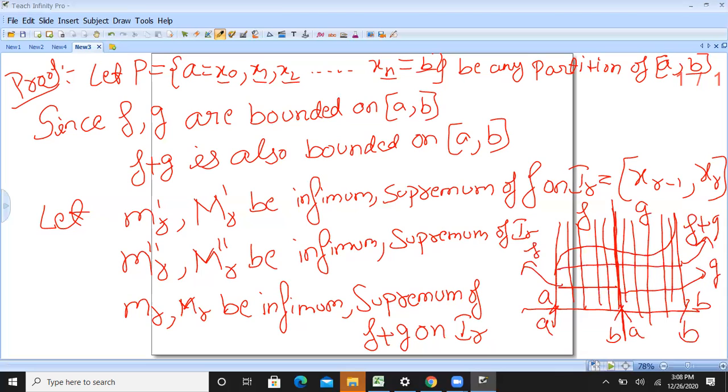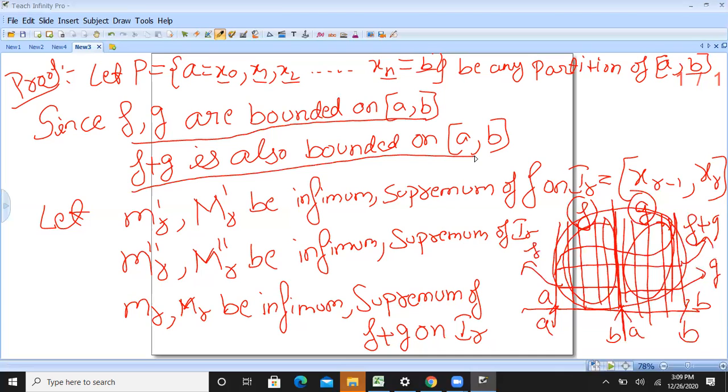Here, f and g are bounded on the closed interval [a, b]. So both f and g are bounded, which means in each partition the whole term is bounded. So we can say that f plus g is bounded on the closed interval [a, b].